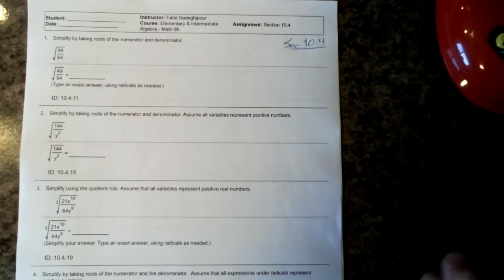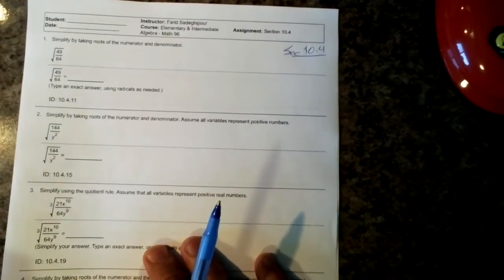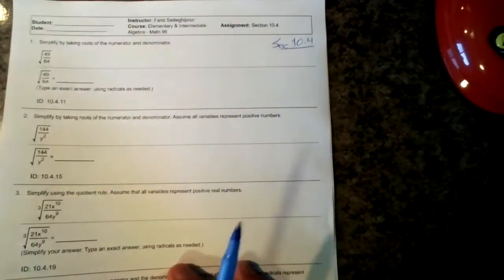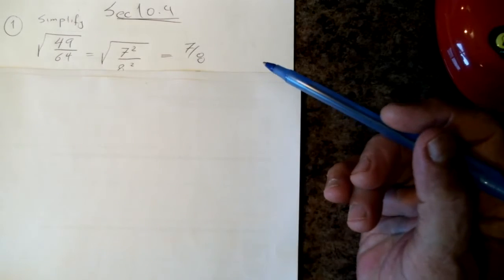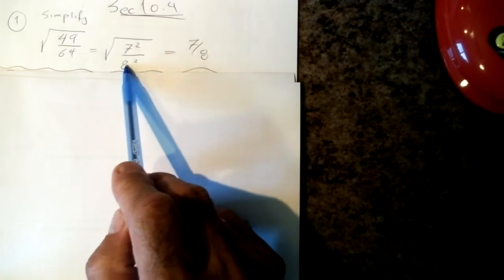Section 10.4. Now we want to simplify fractions. Simplify the fractions. Sorry, let me find the problem here. Radical 49 over 64. When you're dealing with a fraction, first we break the top and the bottom.